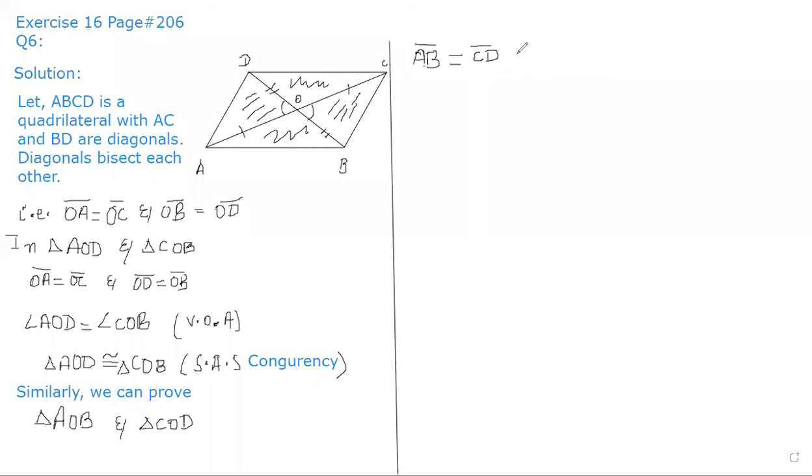Because we have to prove the SAS condition, we will have to take two sides and the angle between them. So if I take side AB, you can see that side AB is equal to side CD, and the second side, you can consider that side OD is equal to side OB. So these sides are equal.